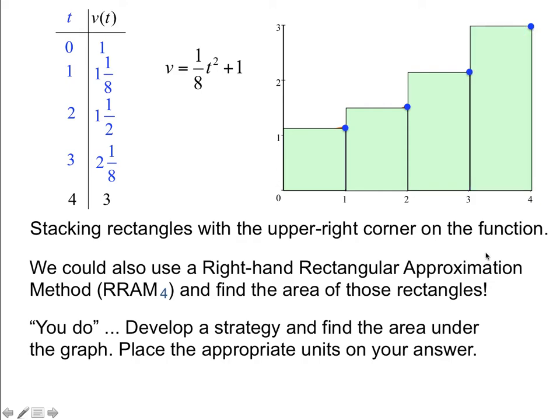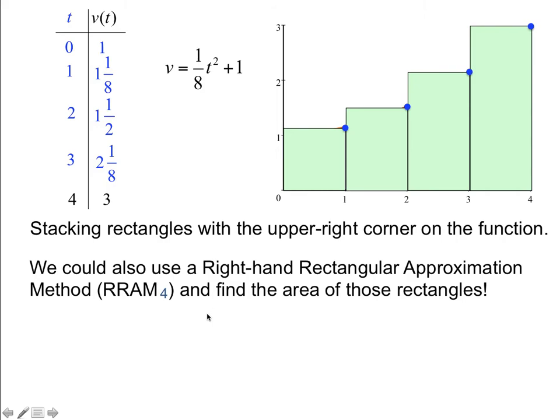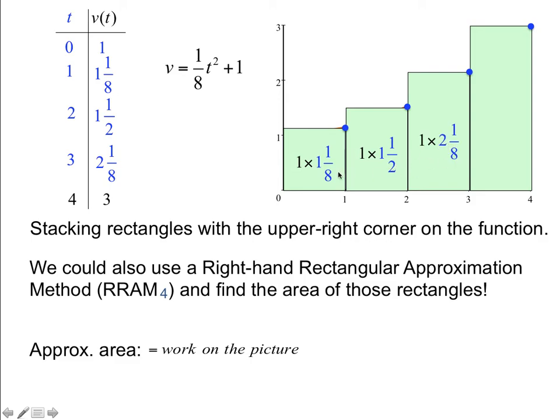And so notice this rectangular approximation now, this first rectangle here is actually the value of the function at 1, so it's actually this value. And so I'm going to do my work right on the picture. So this first rectangle is 1 times 1 1/8, and this next rectangle is 1 times 1 1/2, and 1 times 2 1/8. So those look familiar from the last example. This last rectangle now, we need to have the value at 4. So if I put 4 here, I get 16. 16 divided by 8 is 2, plus 1 is 3. So this last rectangle is 1 times 3.